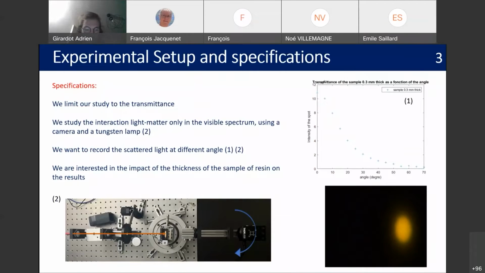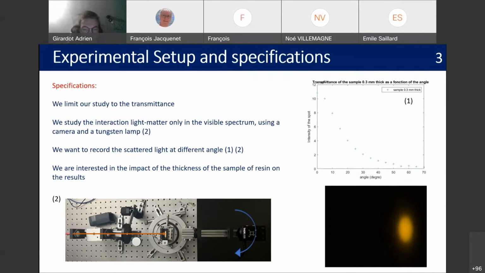So now I will describe more precisely the specification we established and the setup we constructed to fulfill them. We decided to limit our study to the transmittance. And we wanted to record the light scattered by the sample at each angle and for different thicknesses. Thus, we use a tungsten lamp to illuminate our sample and a camera on a turntable to record the intensity scattered by the sample at a measurable angle.